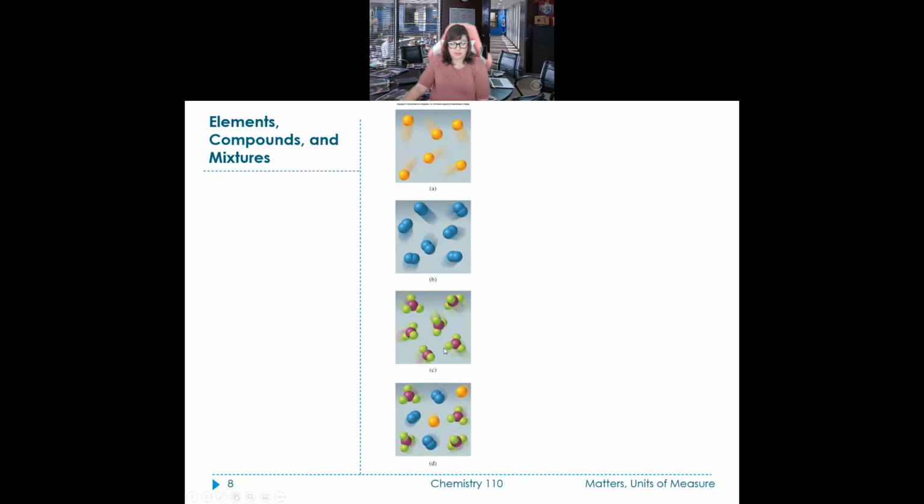chemical changes to it. This last thing is a mixture because there are ways that I could get these things to separate in physical means. Okay, so that's a mixture. Okay, questions about that? I hope not, but let's keep going.